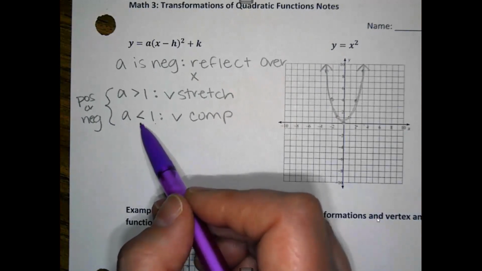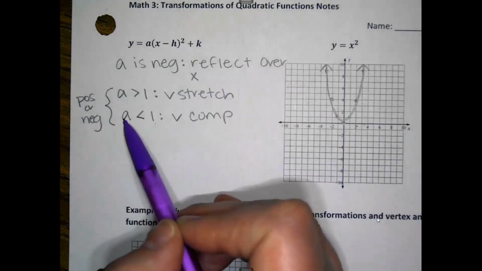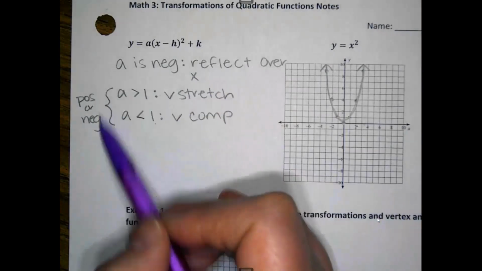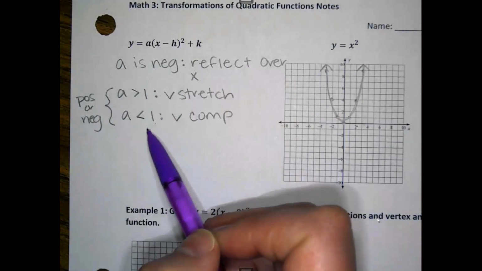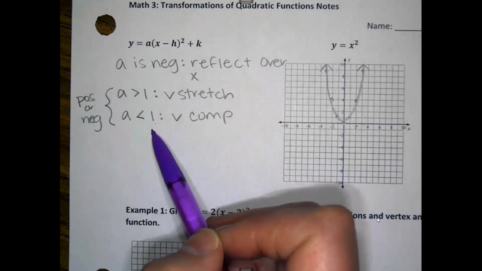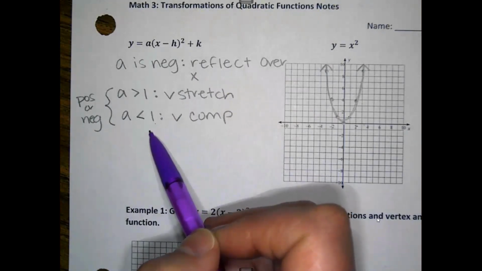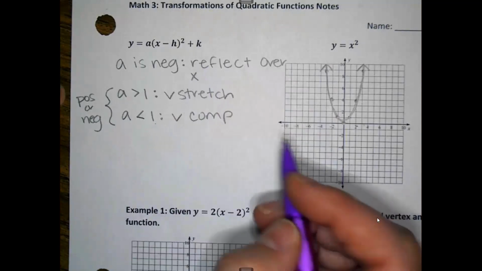So it's just like last unit. The negative makes it reflect over the x-axis. To make it a vertical stretch or a compression, it doesn't matter if it's positive or negative. It only matters what size the number is. So if it's a -1/3, it's a vertical compression. If it's a positive 1/3, it's a vertical compression. The negative only makes a difference for the reflect over x.